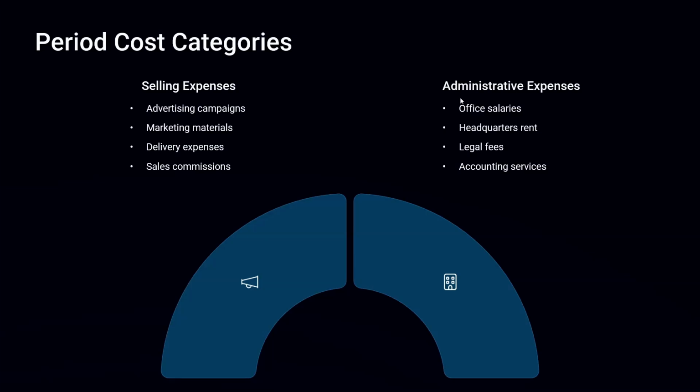Then we have administrative expenses. These are general costs of running the business. Examples: office salaries, headquarters rent, legal fees, and accounting services. Think of it this way. If the cost helps run the company but doesn't help make the product, it's probably a period cost.